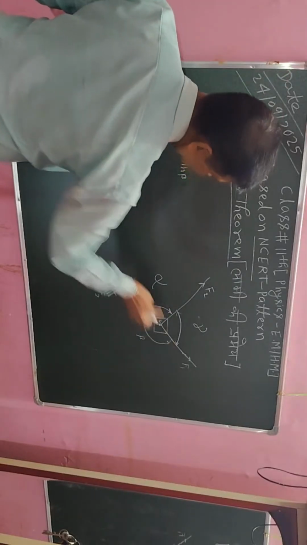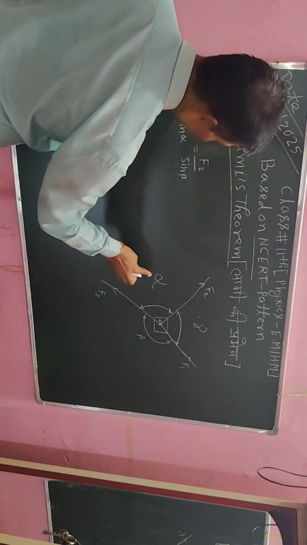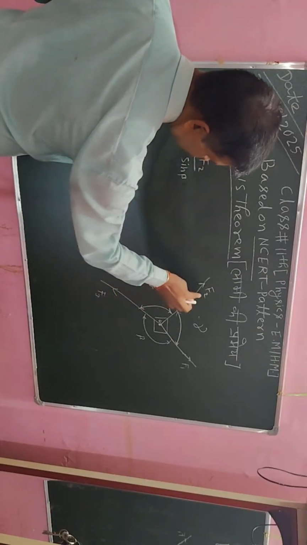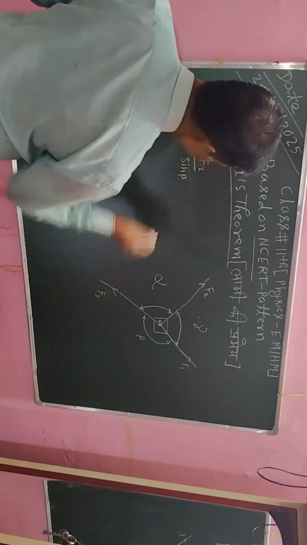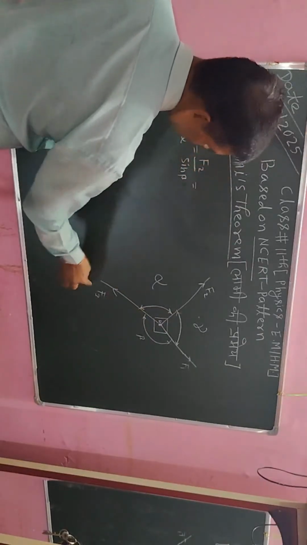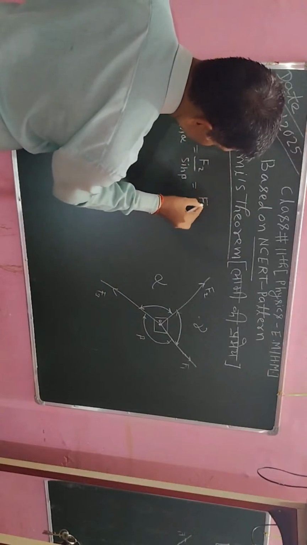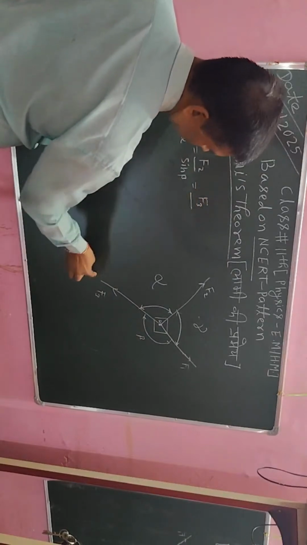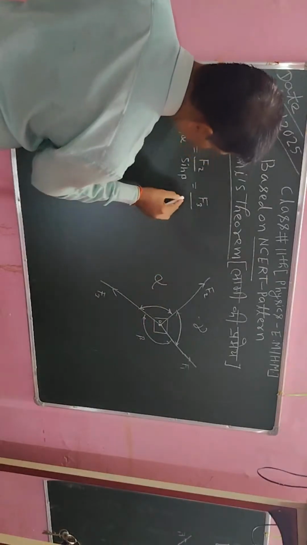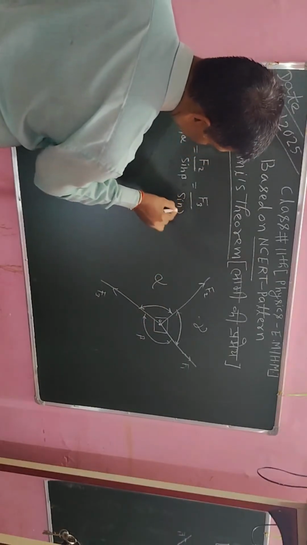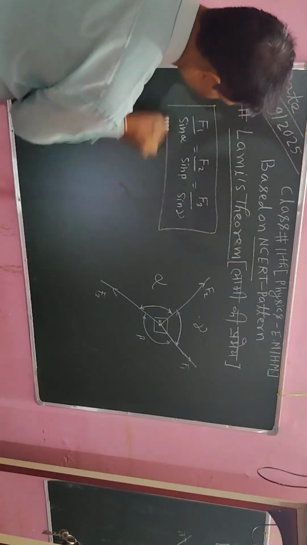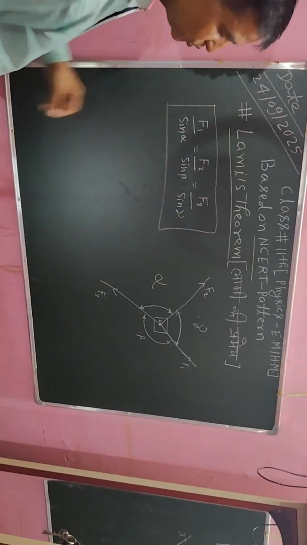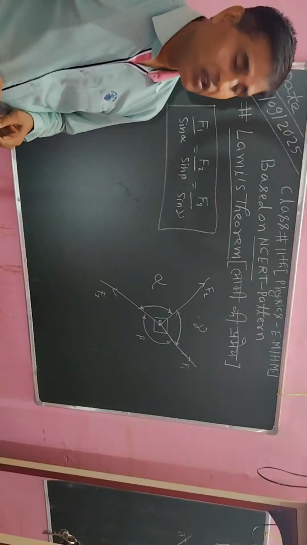Because here I am taking force F2, its angle will be beta. Similarly, here I am going to take another force whose name is F3, so corresponding to this I will say gamma. This angle will be gamma. This is the concept of Lami's theorem, and I will use this theorem in numericals for solving questions.